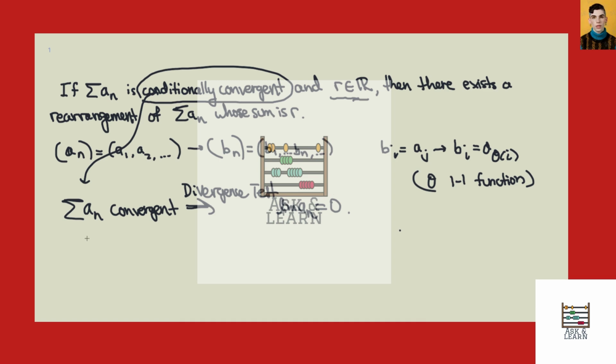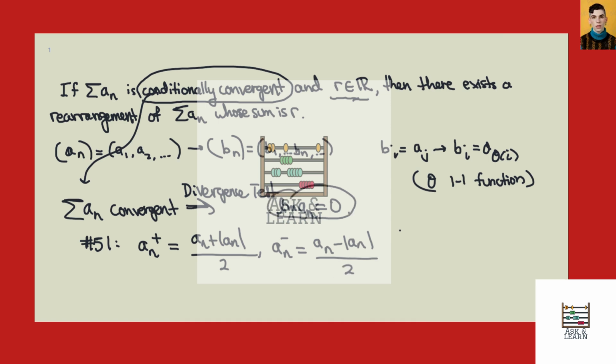Now also, let's look back to exercise 51, where we find additional sequences. The positive part of a_n, also the negative part of a_n. And notice that since this limit goes to 0, that would imply that both of these limits also have to go to 0. Because as n goes to infinity, a_n goes to 0, so these guys vanish, but so do these.